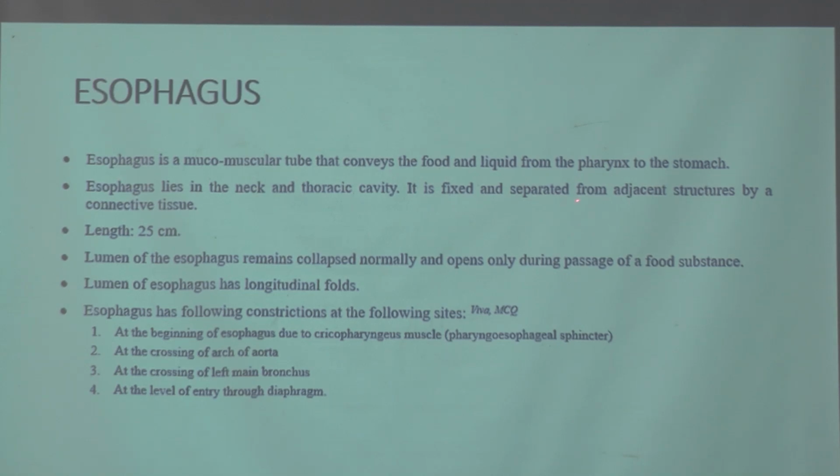It is fixed and separated from the adjacent structures by connective tissue, length 25 centimeters. Lumen of the esophagus remains collapsed normally and opens only during passage of food substance. Lumen of esophagus has longitudinal folds. Esophagus has the following constrictions. This is MCQ. They have 4 constrictions that you will be taught in theory.